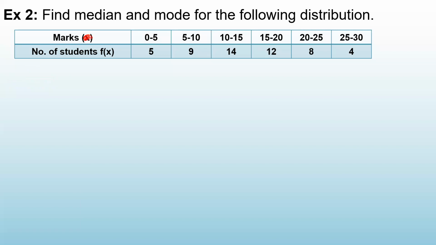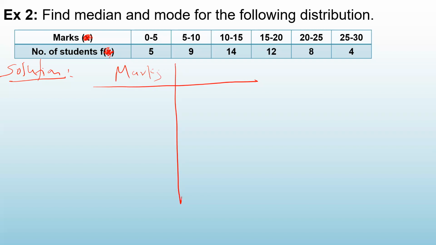It is not X, no? It says the marks are in the range, and number of students. So this is the frequency. So just cancel that. So the marks are in the range 0 to 5, 5 to 10, and so on. And here number of students. Number of students, that means it is the frequency, f.